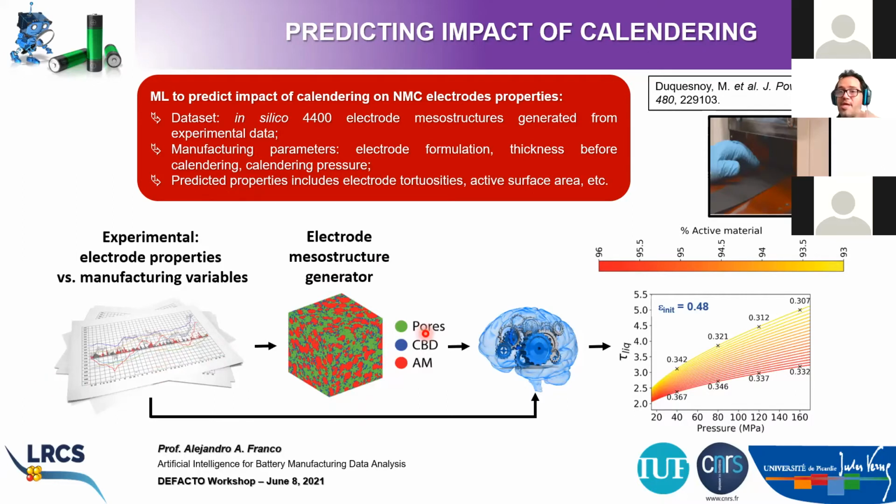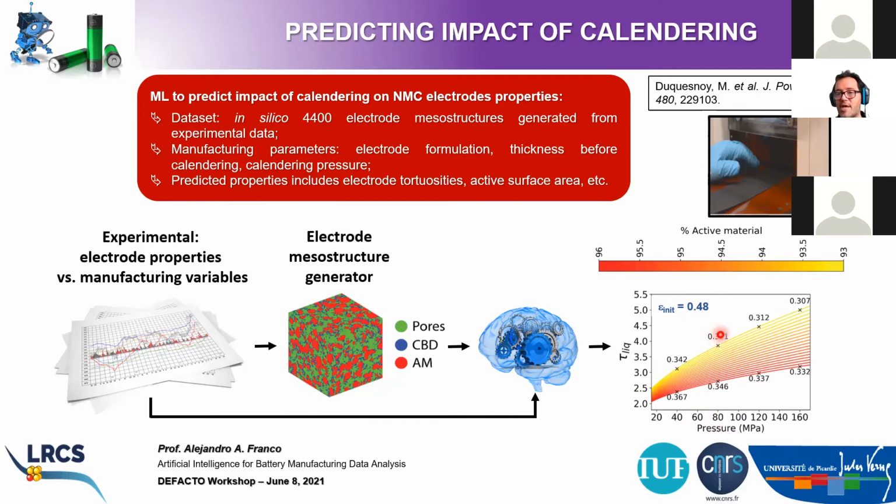And then based on this data, you can train a machine learning model, this time to do a regression prediction, which is a quantified property, as for example the tortuosity factor of your electrode, which is related to the ionic conductivity of your electrode when you fill the pores with liquid electrolyte. And here you see the impact, the predicted impact by the machine learning model, of the pressure on the tortuosity factor as a function of the formulation of the electrode, and also as a function of the initial porosity of the electrode before the calendering.